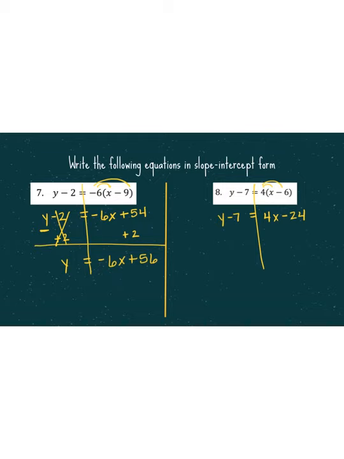Okay, this y is not all by itself on the left side. You can see that the y still has a -7, so we've got to get rid of that -7 and get the y all by itself. So to do that, we're going to add 7 on the left side. If we add 7 on the left side, we're going to add 7 on the right side. So now you're left with y, the 7's are gone, so y equals 4x, and -24 plus 7 is going to give you a -17.